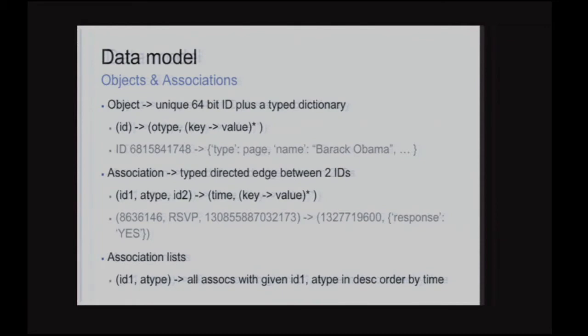And associations are connections between two objects. For example, this is an object and this is an object, and this is the type of this association, and these are the attributes associated with that association. So we have three concepts in this database: objects, associations, and association lists. Association lists are basically all ID2s or nodes that are connected to one ID1 and type. I'm going fast over here, but if somebody has questions, please ask me later on. This is the data model.